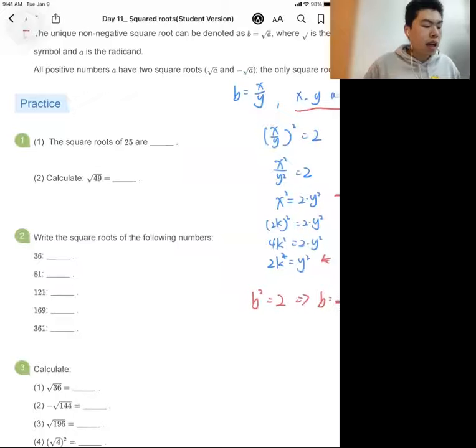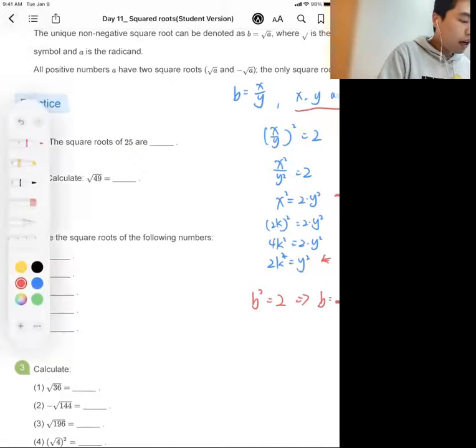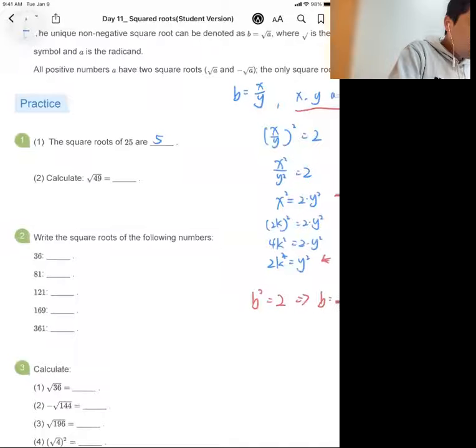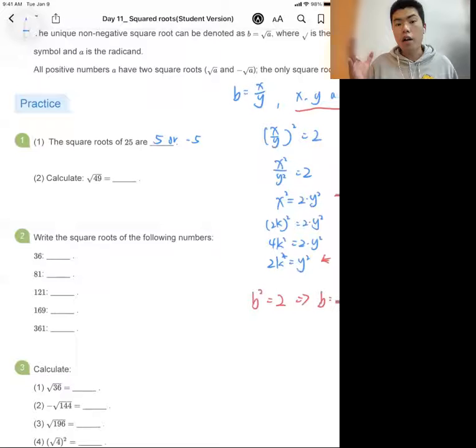So now let's take a look at the practice. For the first one, what is the square root of 25? Since 25 is a perfect square, we can just write down the square roots. And be careful, if we are talking about the square roots, we must have two possible square roots. One of them will be positive, and the other one should be negative, okay? So we can have either 5 or -5. Both of them are the square roots of 25, okay?